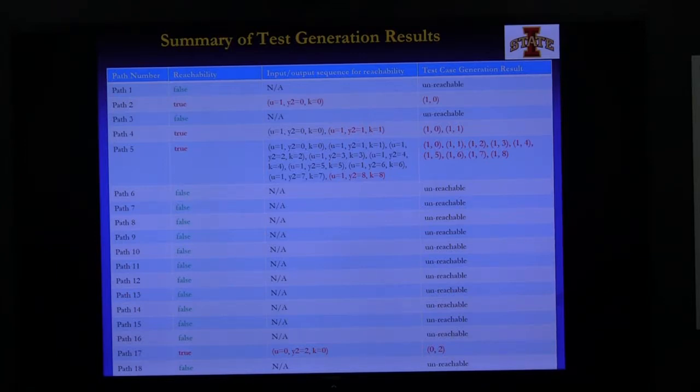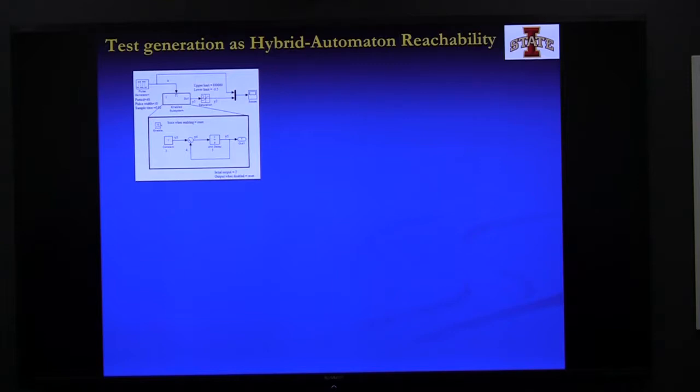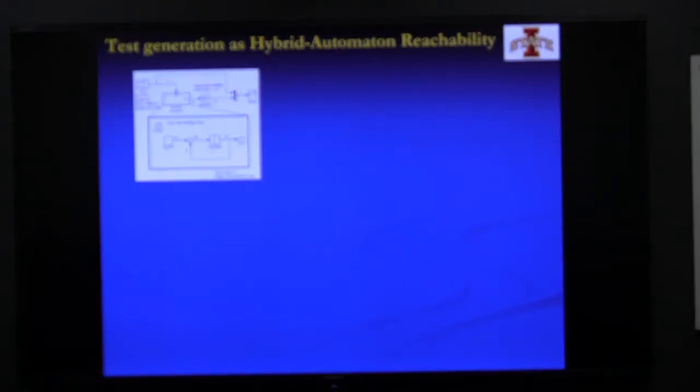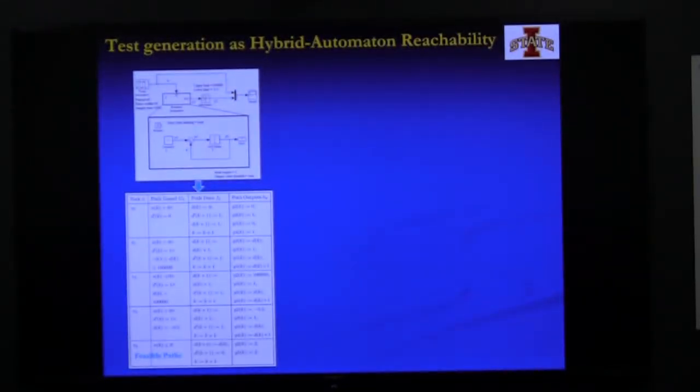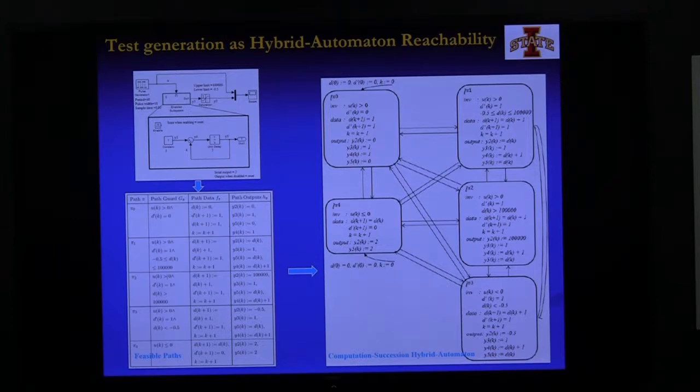So only 4 of these computations have the property that the system will start from an initial condition and eventually, through other computations, it will get executed. So that's based on model checking. We have another approach which converts the test generation problem to a hybrid automata reachability problem. That's done by first going through the computations that I talked about earlier to find which 5 of these 18 are feasible, and then building an automaton. This is a discrete-time hybrid automaton where each node is one of these feasible paths.